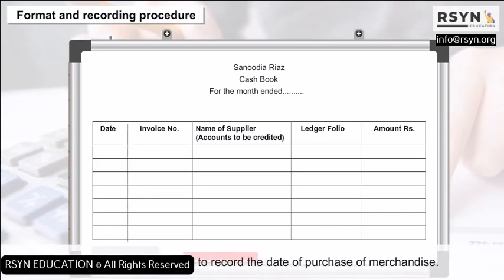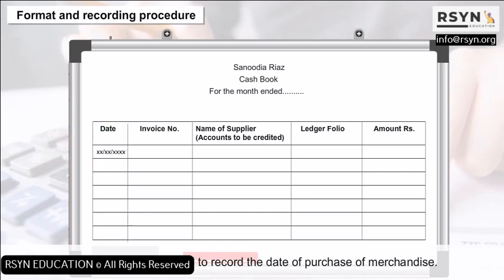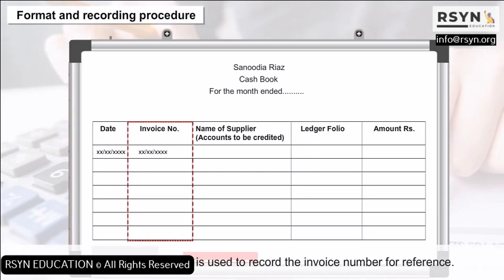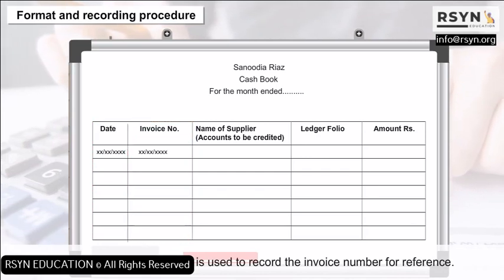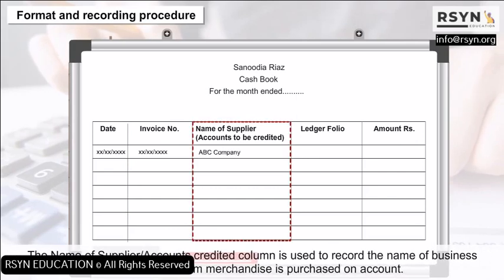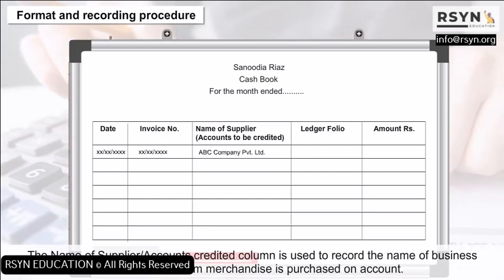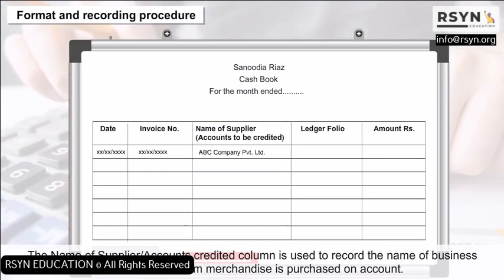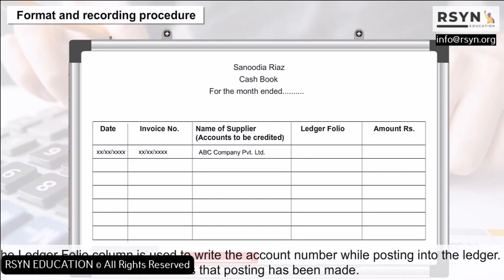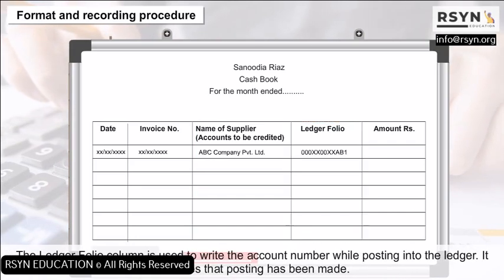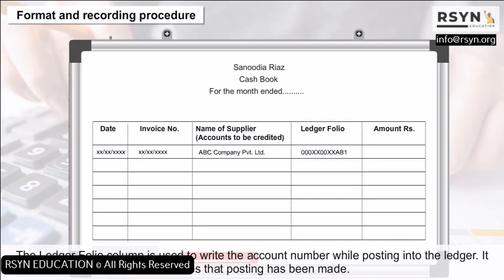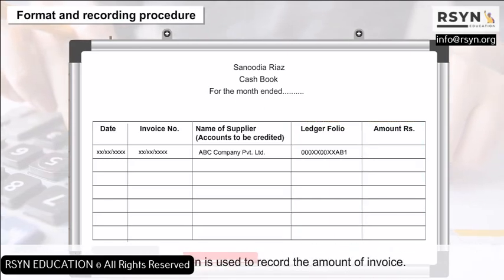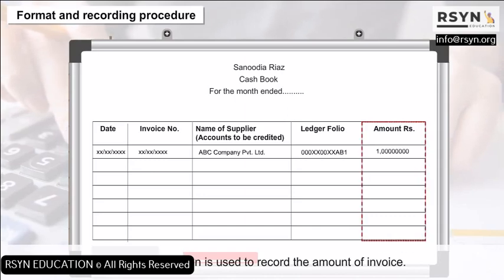1. The date column is used to record the date of purchase of merchandise. 2. The invoice number column is used to record the invoice number for reference. 3. The name of supplier or accounts credited column is used to record the name of the business concern from whom merchandise is purchased on account. 4. The ledger folio column is used to write the account number while posting into the ledger. It indicates that posting has been made. 5. The amount column is used to record the amount of invoice.